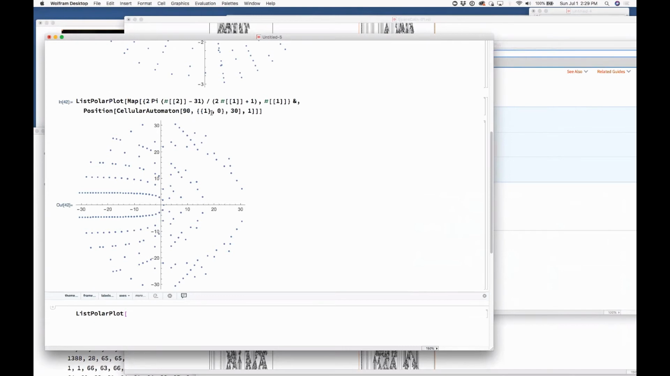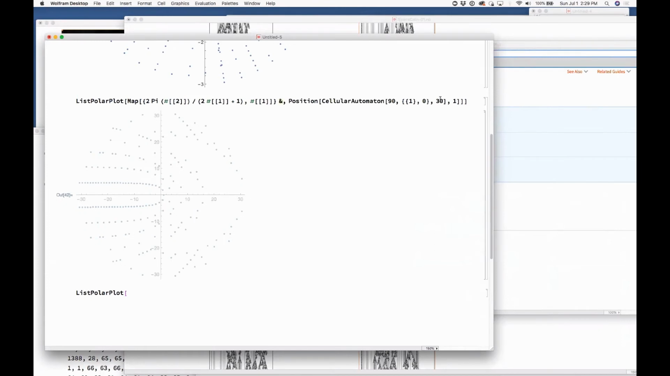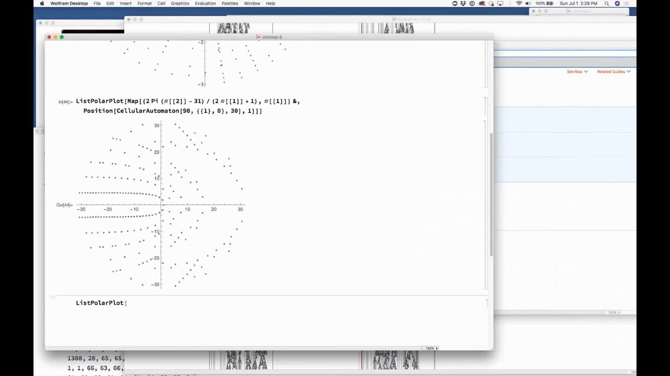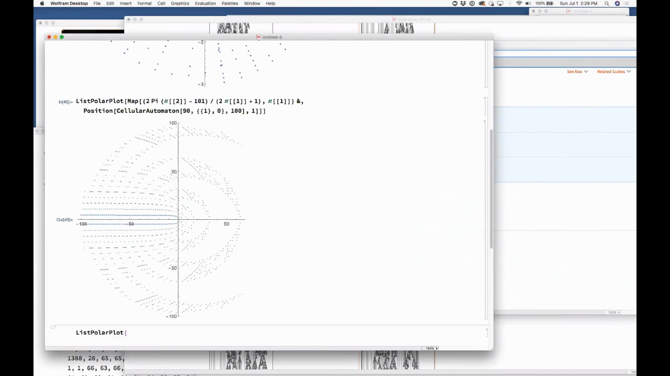Oh, that's kind of fun. That's definitely fun. Let's see what happens if we get rid of the minus 31. It probably won't make any difference. But it did. That's a little odd. So that was getting it. Well, let's see what happens if we go to 101. I go to 100 steps here. Wow, that's pretty wild. It's kind of nice looking, actually.